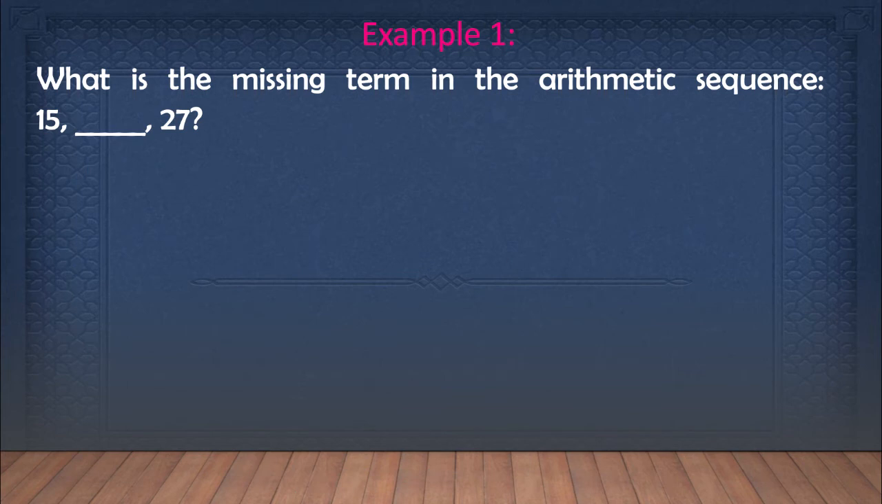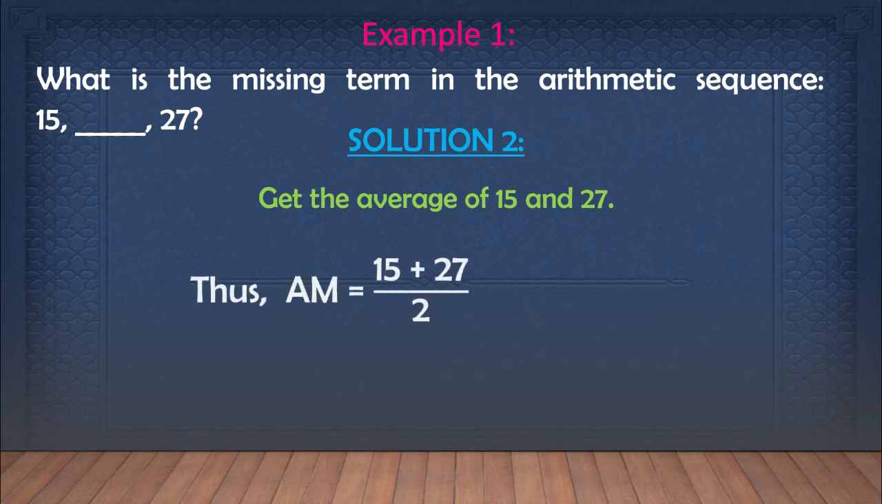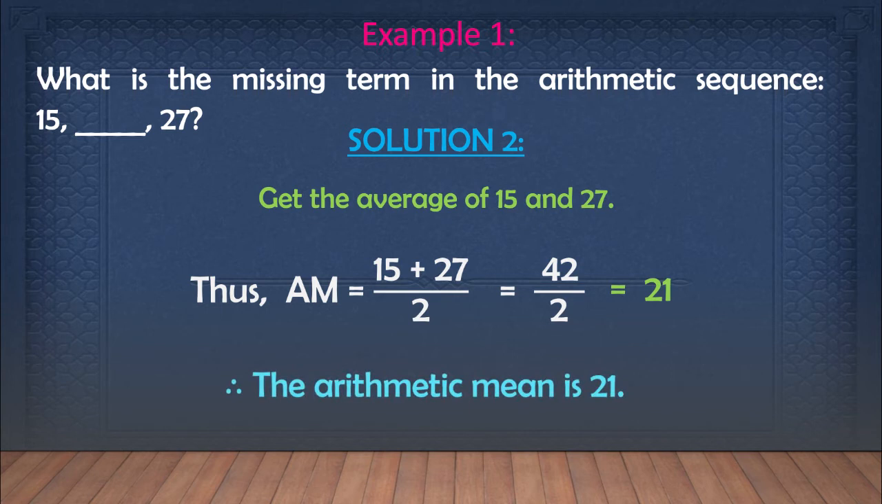Now let's have another solution for this problem. Another solution could be just to get the average of 15 and 27. Remember, arithmetic mean is an average. Thus, arithmetic mean here will be equal to 15 plus 27, the first and the last term, all over 2. And that is just 42 over 2, which is 21. So therefore, the arithmetic mean is 21.